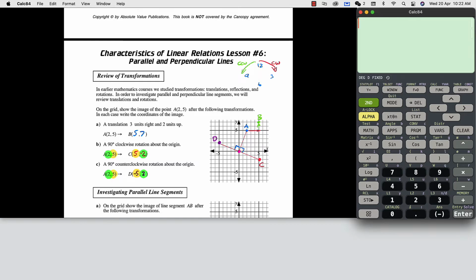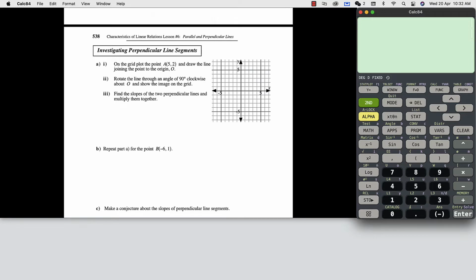Okay, new investigation, perpendicular lines. So hopefully you know that a perpendicular line is a line that forms a 90-degree angle. So in this case, if I had A, B, and C, D, I could say that line AB is perpendicular to line CD.